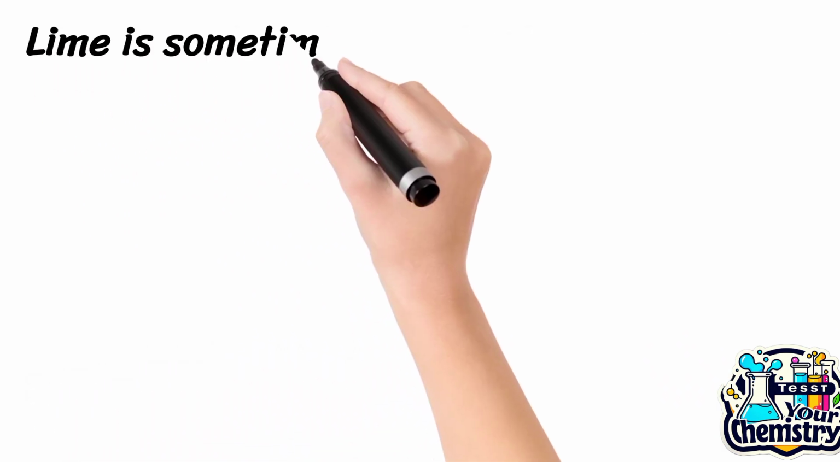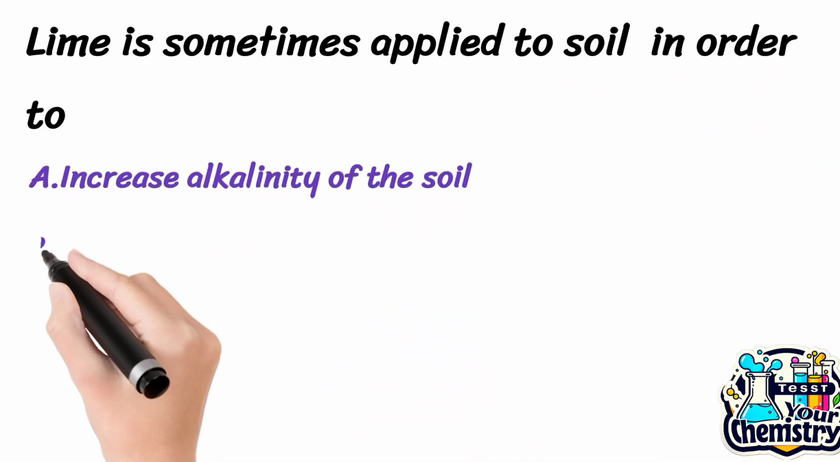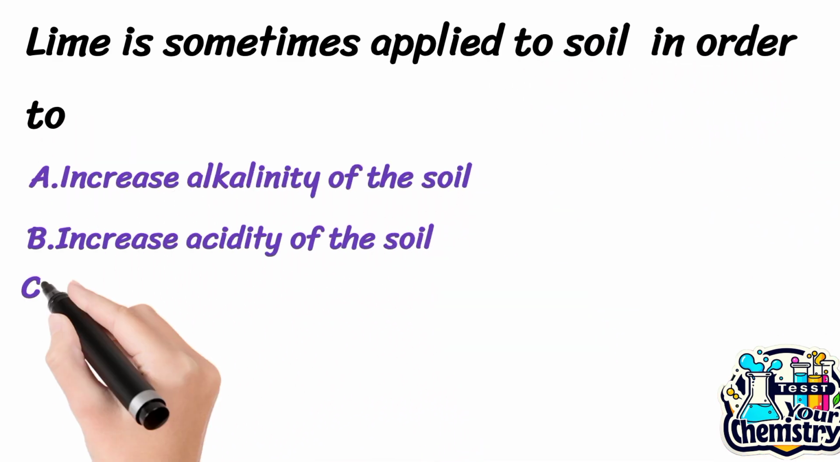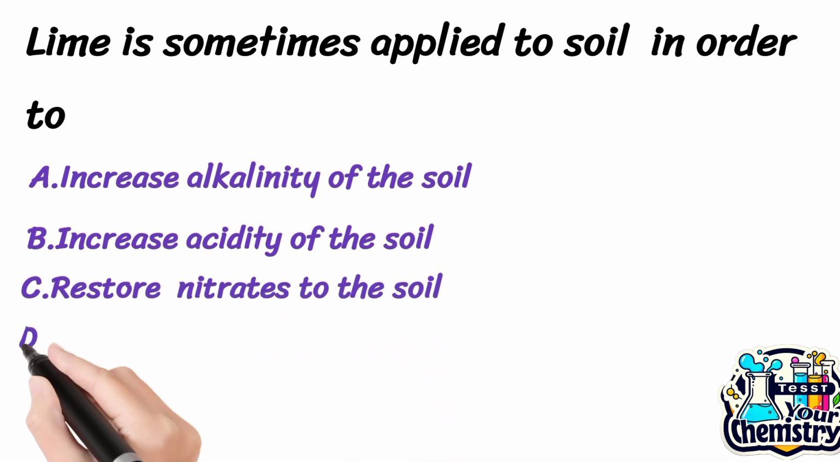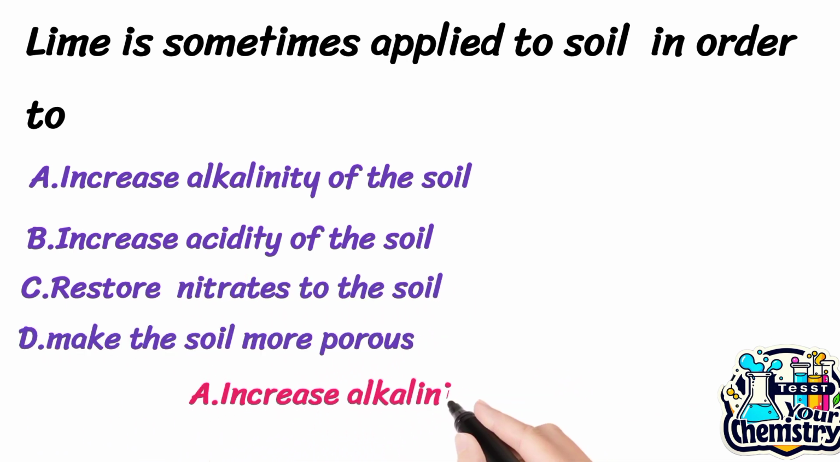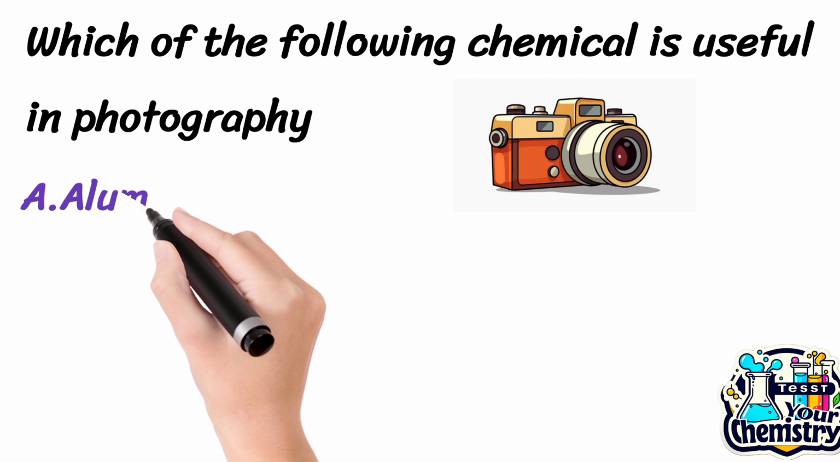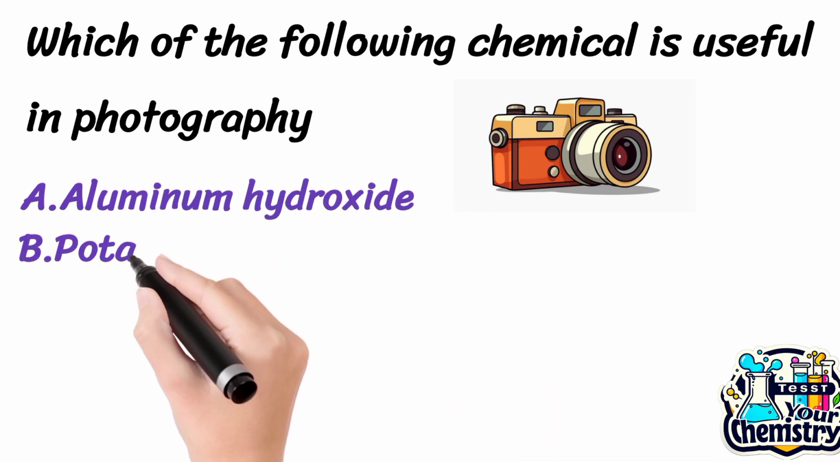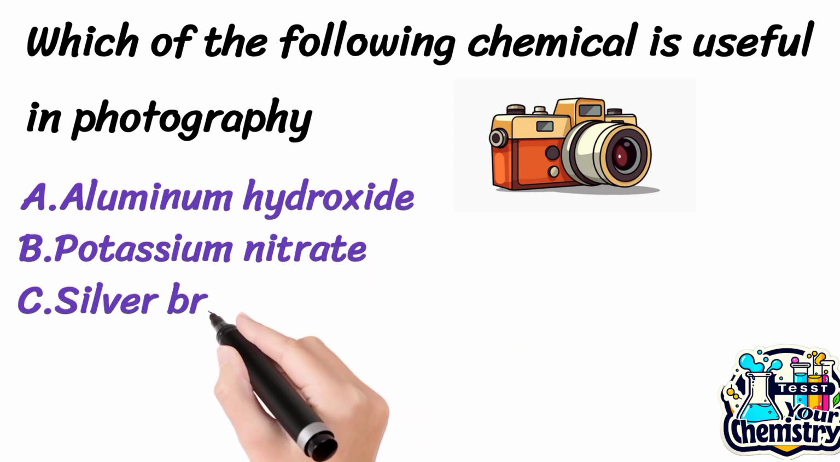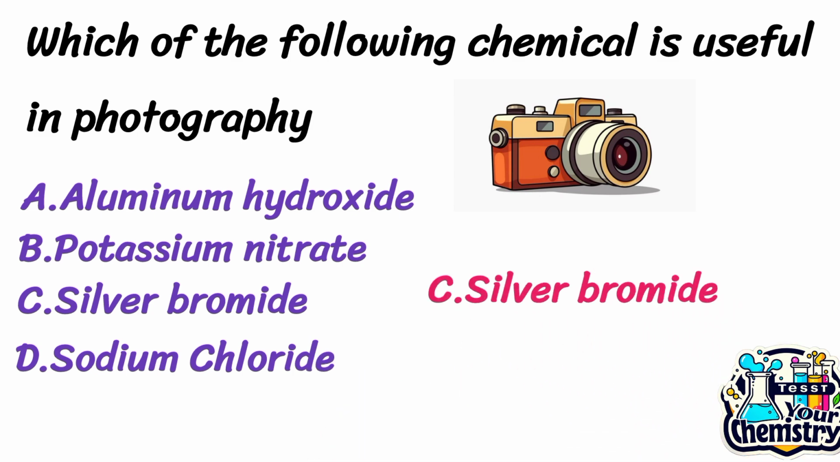Lime is sometimes applied to soil in order to increase the alkalinity of the soil, increase the acidity of the soil, restore nitrate to the soil, make the soil more porous. Option A is correct, increase the alkalinity of the soil. Which of the following chemical is useful in photography? Aluminum hydroxide, potassium nitrate, silver bromide, sodium chloride. Option C, silver bromide is correct.